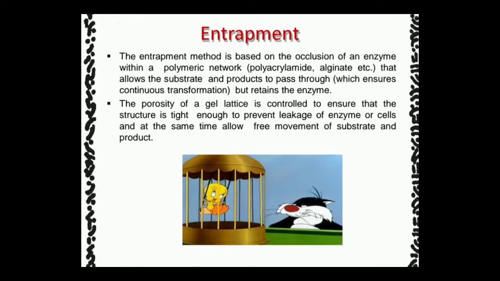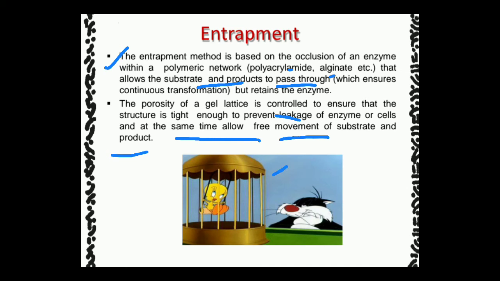Entrapment is a method that is based on the occlusion of the enzyme within a polymeric network, such as polyacrylamide, alginate, etc., that allows the substrate and products to pass through, which ensures continuous transformation but retains the enzyme. The porosity of a gel lattice is controlled to ensure that the structure is tight enough to prevent the leakage of enzyme or cells. At the same time, it allows the free movement of the substrate and the product. It means we have to make sure that the product can pass out from the matrix, but the enzyme is always entrapped in the matrix. It is not passing through.